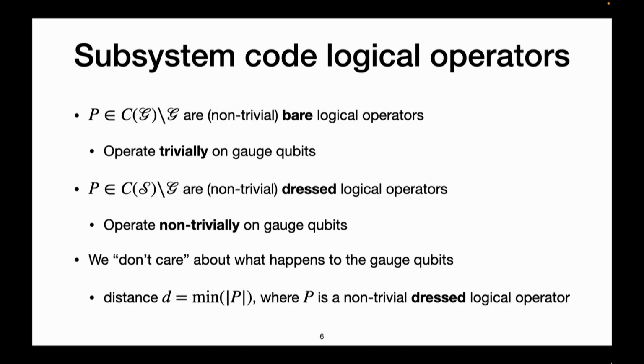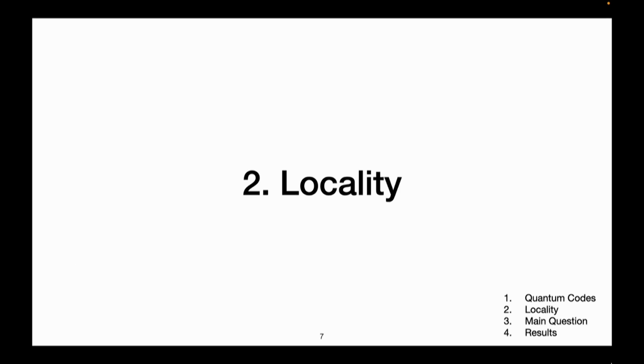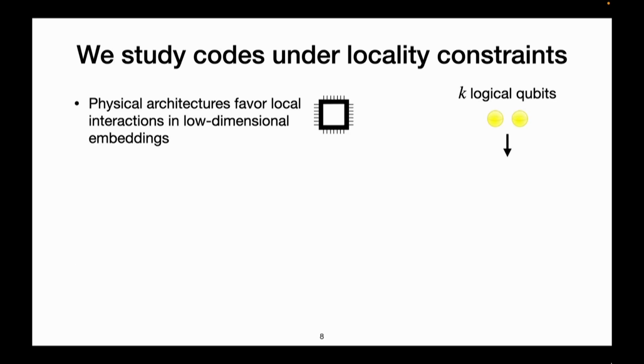And again, we note that for a stabilizer code, there is no distinction between bare and dressed. So that's all we really need to know about quantum codes. Now let's define locality. What we're interested in studying is codes under locality constraints.